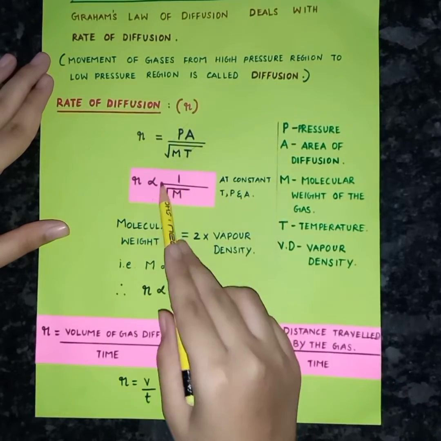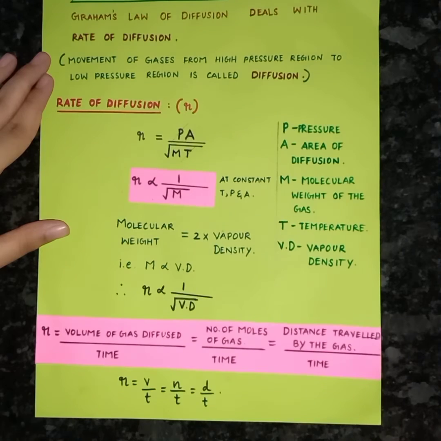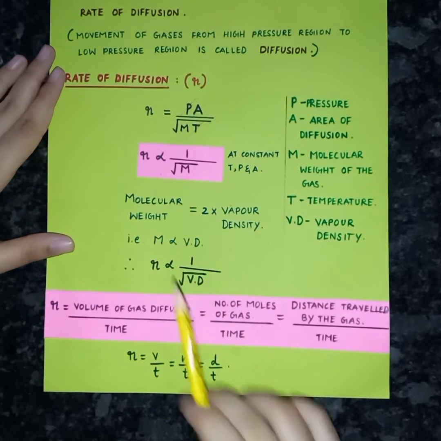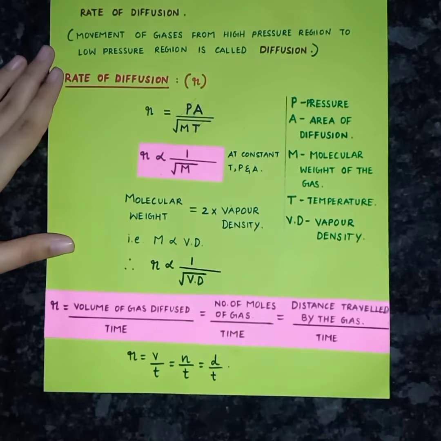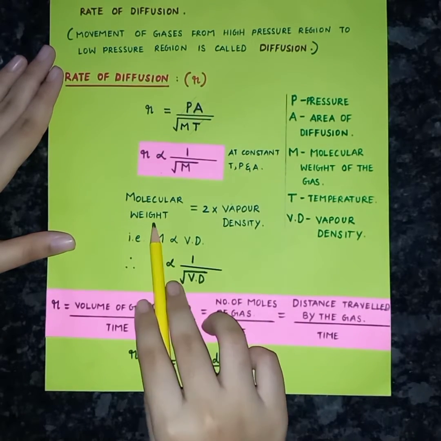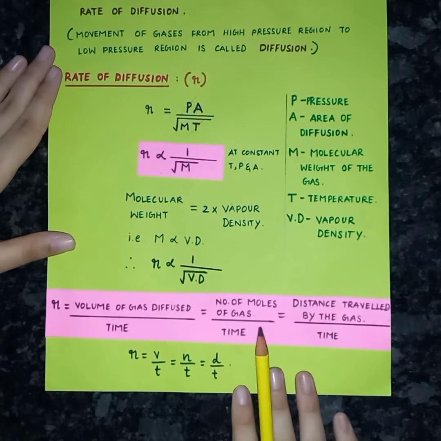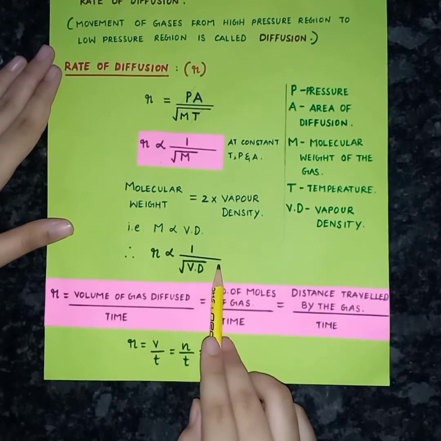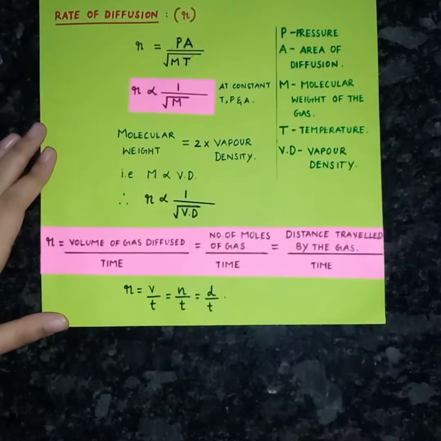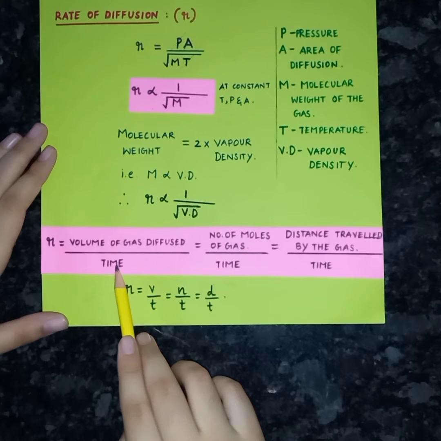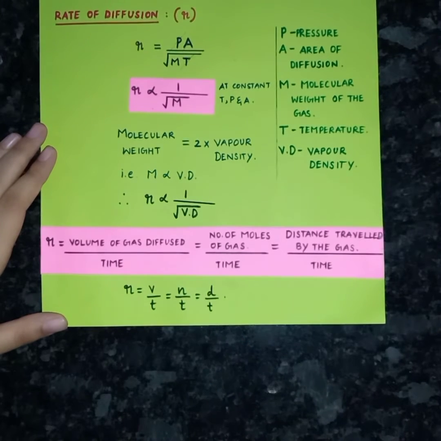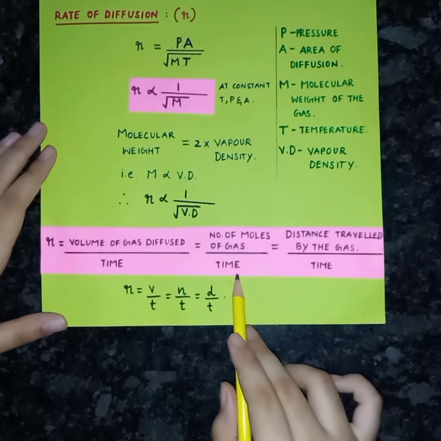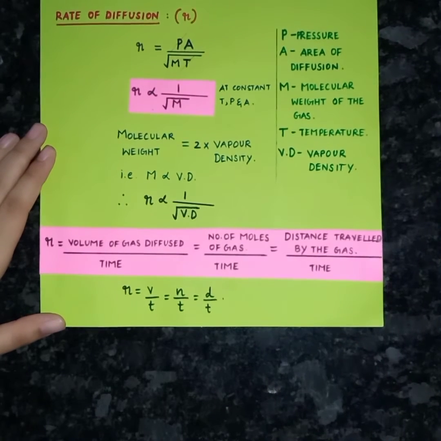At constant temperature, pressure and area, rate of diffusion is inversely proportional to root M. We know that molecular weight is equal to 2 into vapor density. That is, molecular weight is directly proportional to vapor density. Therefore, rate of diffusion small r is inversely proportional to root Vd. Rate of diffusion is also defined as volume of the gas diffused divided by time, which is equal to number of moles of gas diffused divided by time, which is equal to distance travelled by the gas divided by time.